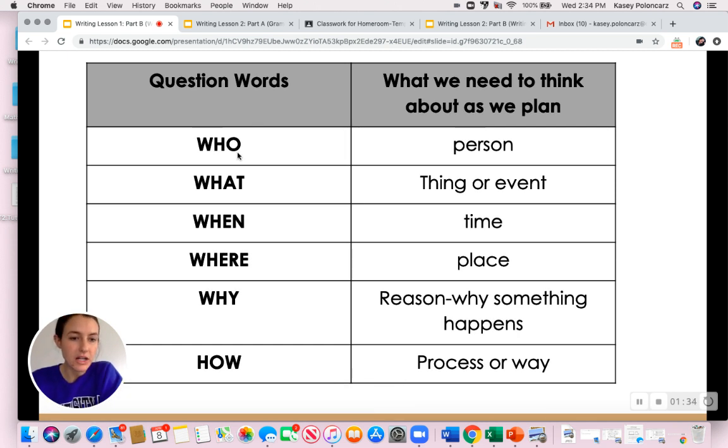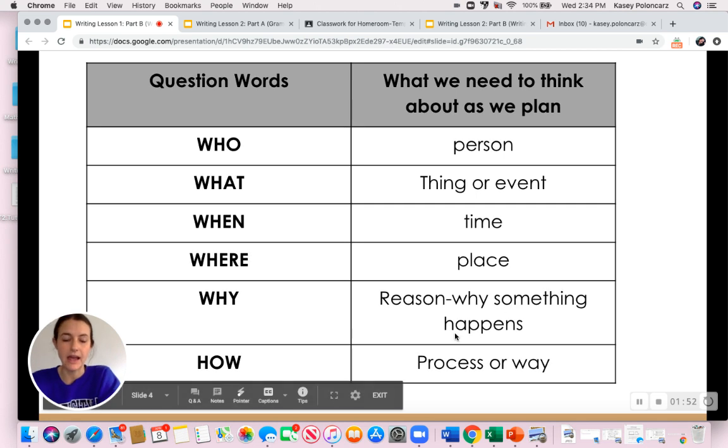So if it's a who question, our answer needs to be about a person. If it's a what question, we need a thing or an event. If it's a when question, we need a time. If it's a where question, we need a place. If it's a why question, we need a reason or why something happens. And if it's a how question, what are we going to need? The process or the way.